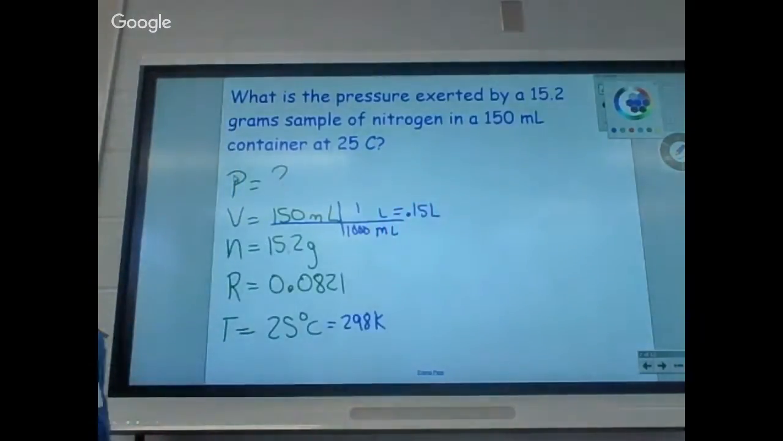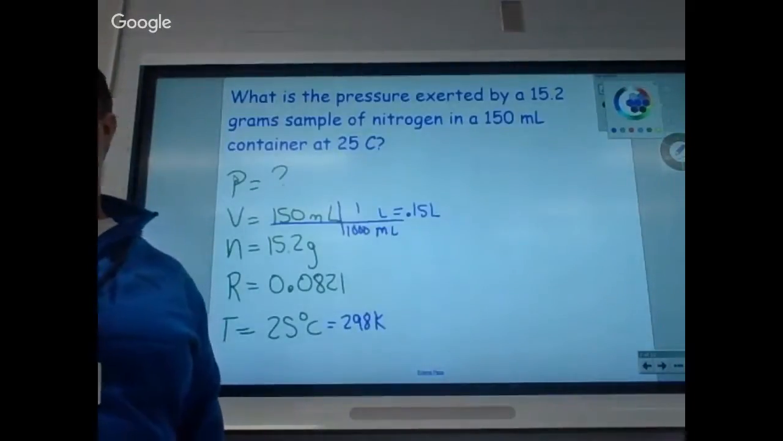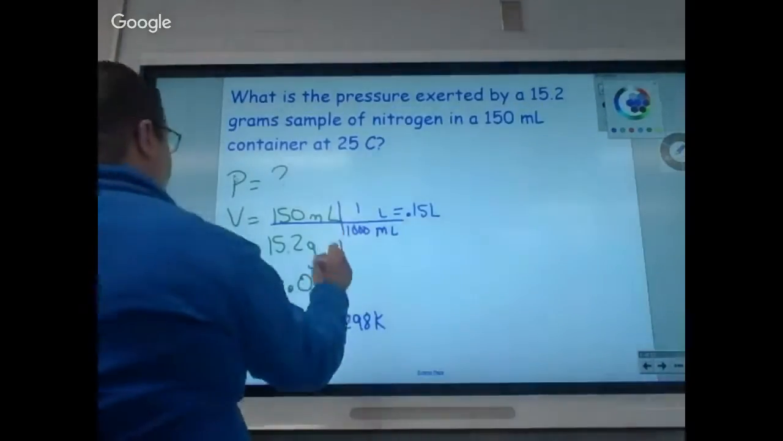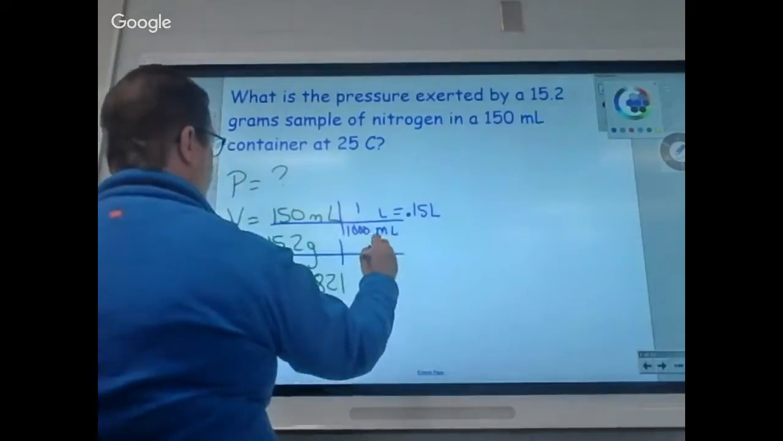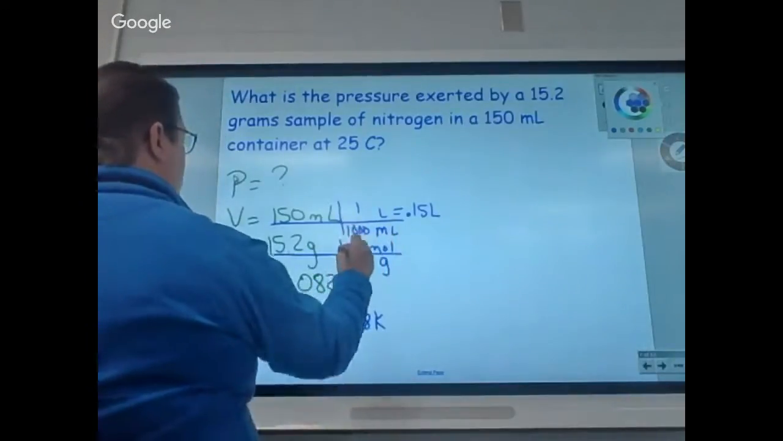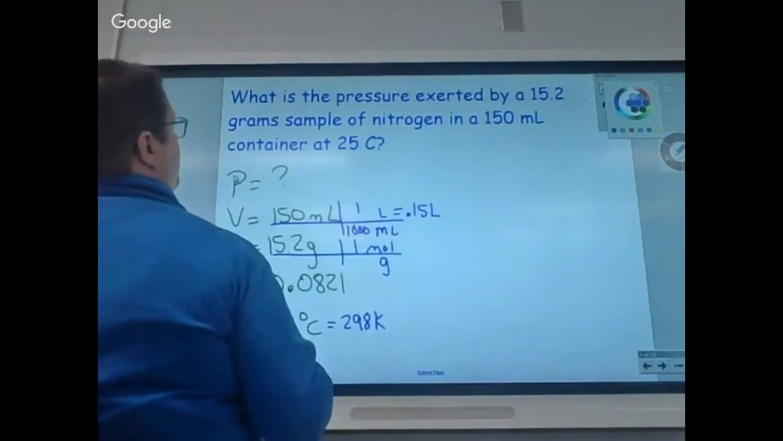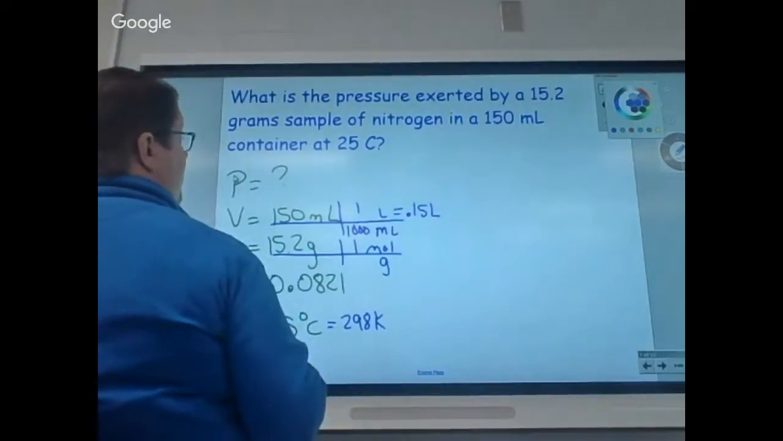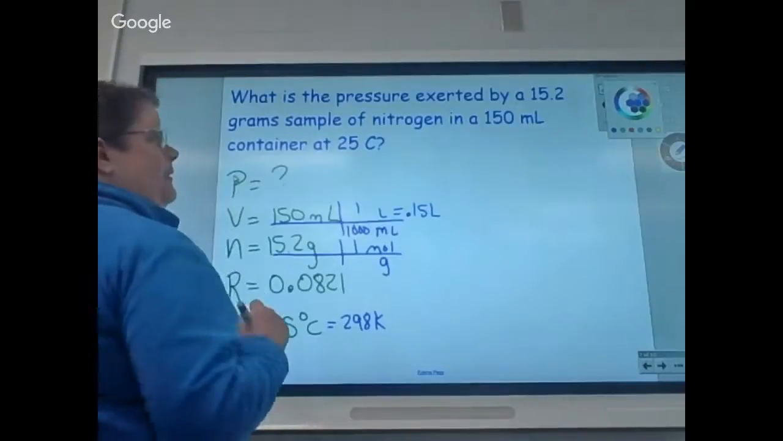We have to change grams to moles. Remember how to do it? You're going to draw the shot. Grams to moles. What goes beside moles? 28? Is it or isn't it?